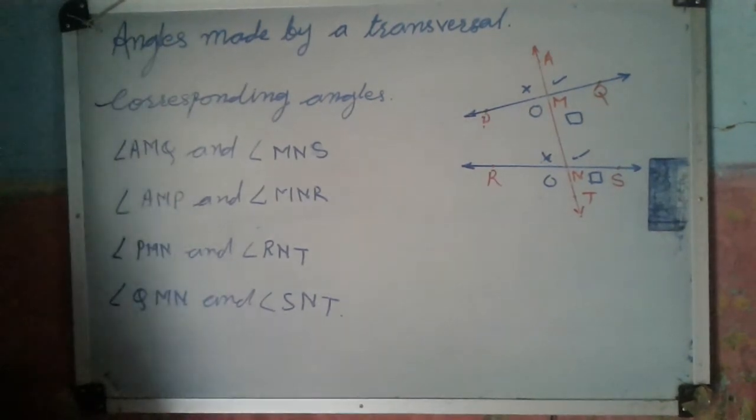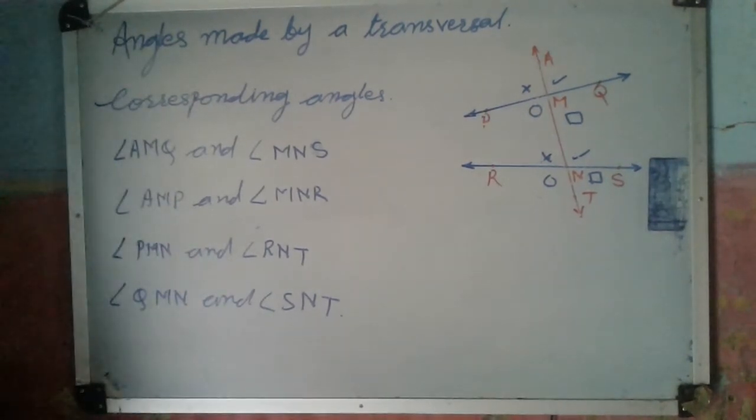Now, corresponding angles, that means the definition is: if the arms on the transversal of a pair of angles are in the same direction and the other arms are on the same side of the transversal, then it is called a pair of corresponding angles.